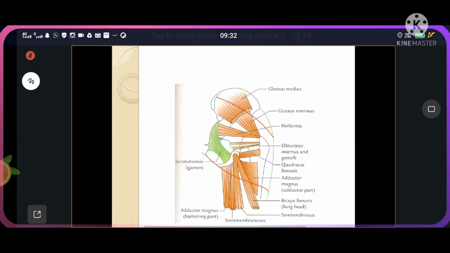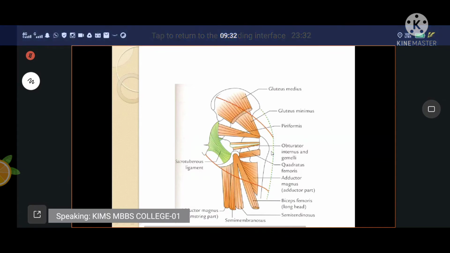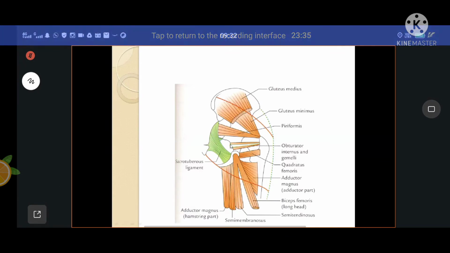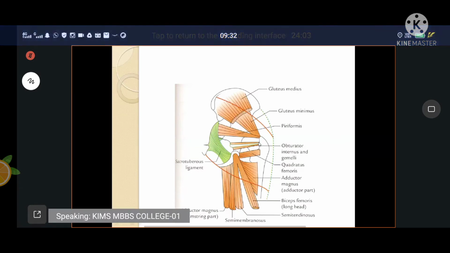So this is the gemelli superior muscle, and the gemelli inferior muscle. Right? So the gemelli superior muscle gets its origin from the upper margin of the lesser sciatic notch. And the gemelli inferior muscle gets its origin from the lower margin of the lesser sciatic notch. And both these muscles, along with the obturator internus muscle, get inserted into the medial surface of the greater trochanter, right?